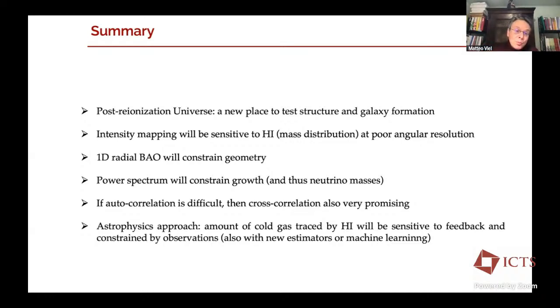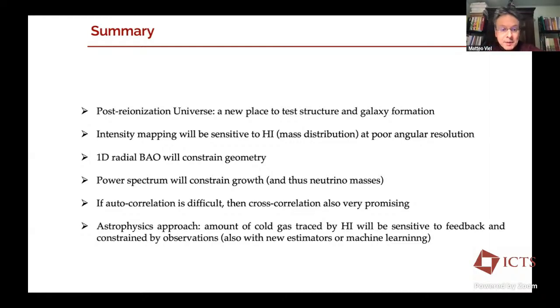And the power spectrum will constrain the growth, and so the BAO will constrain the geometry, and thereby I think there is a sweet spot for this community to really have an impact, right? And do something quantitative in terms of constraining theories, like these dark energy theories, or constraining the neutrino mass, which we know should be there, right?